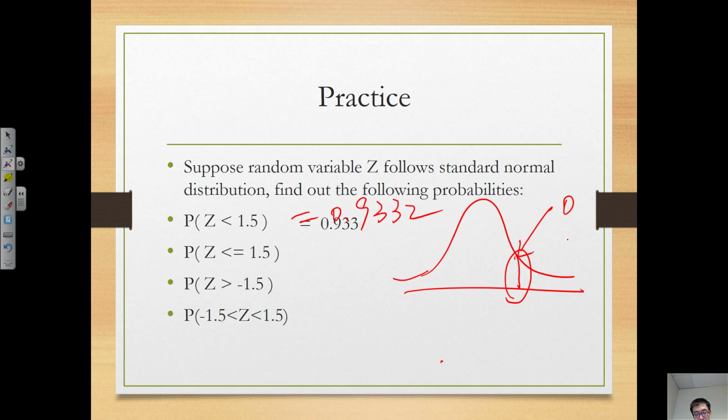So what is the probability that z is smaller than or equal to 1.5? It's still this number. And then what is the probability that z is bigger than negative 1.5?